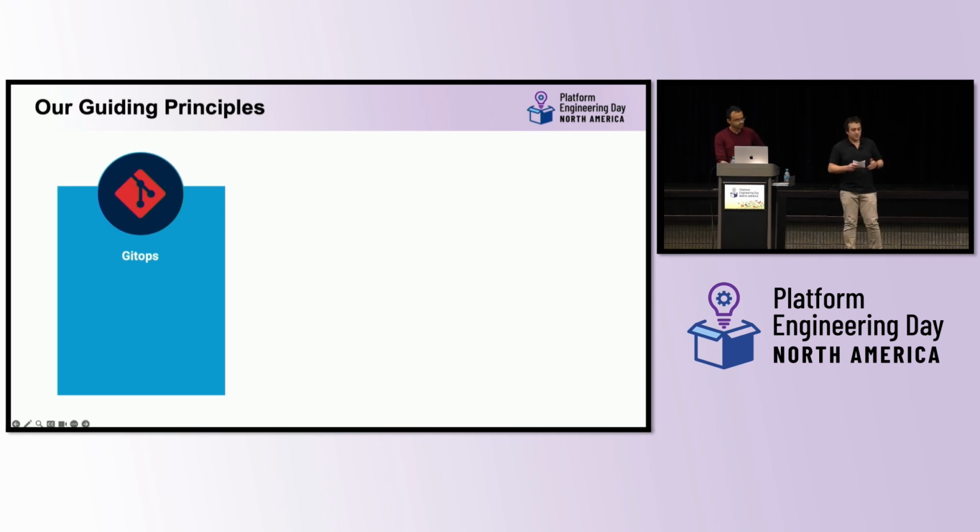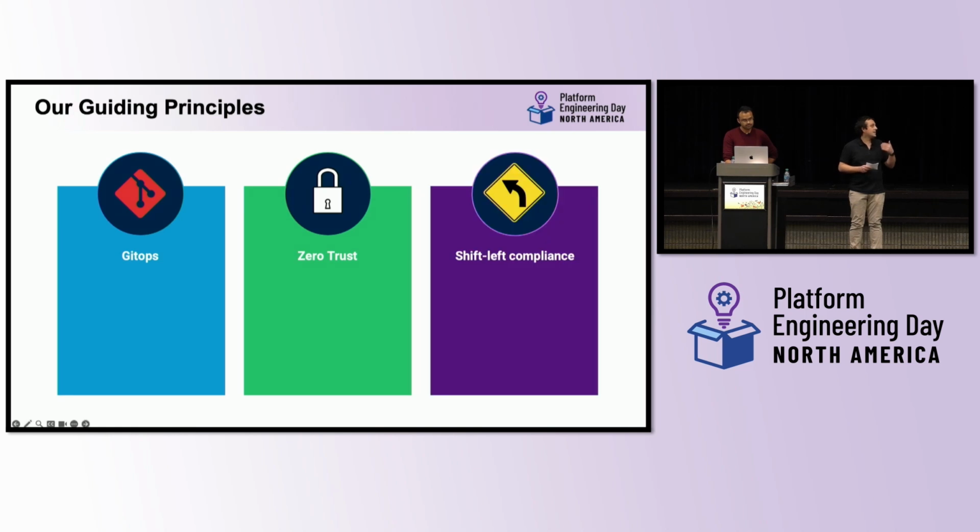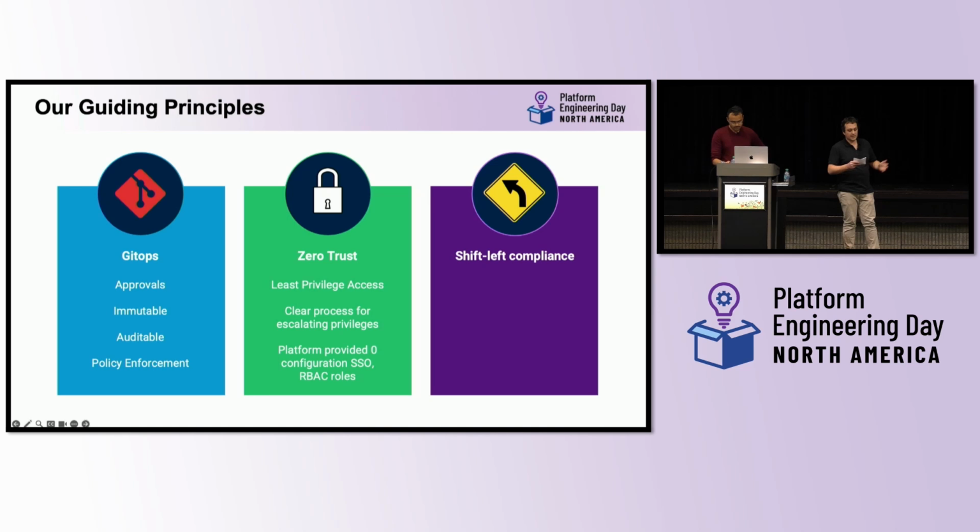So we have three major guiding principles here for our platform. The first one is GitOps, we have Zero Trust, and we have shifting compliance left. Taking a closer look at GitOps, we have approval for changes. GitOps first is using Git for infrastructure and application definition, and not just using it for code. So what that gives us is approval for changes, immutability of the desired state, auditability of all the changes, and a way to do changes in a unified fashion centered completely around Git.